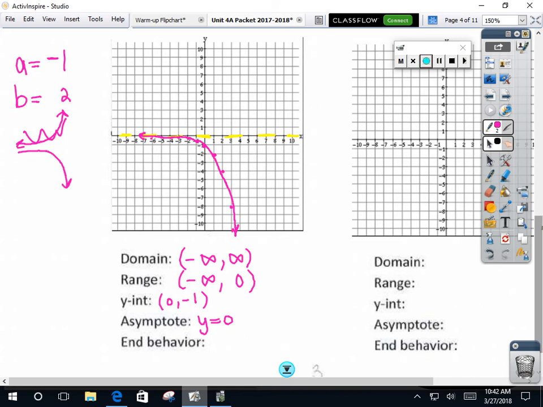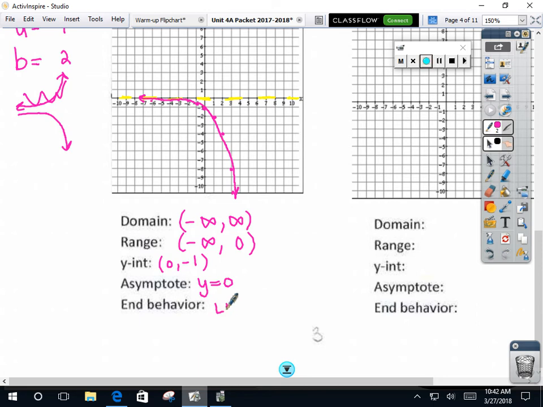Okay, end behavior. On the left side of this curve, all the y values are getting closer to what? No. 0, the asymptote. On the right side of the curve, Chandler, pay attention, all the y values are going down forever. They're getting lower and lower, so negative infinity.